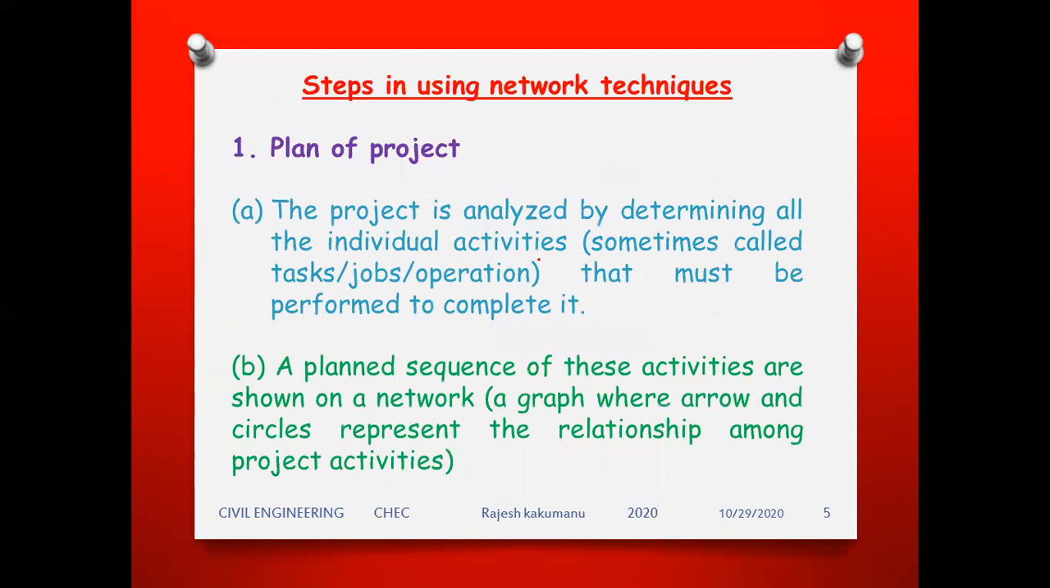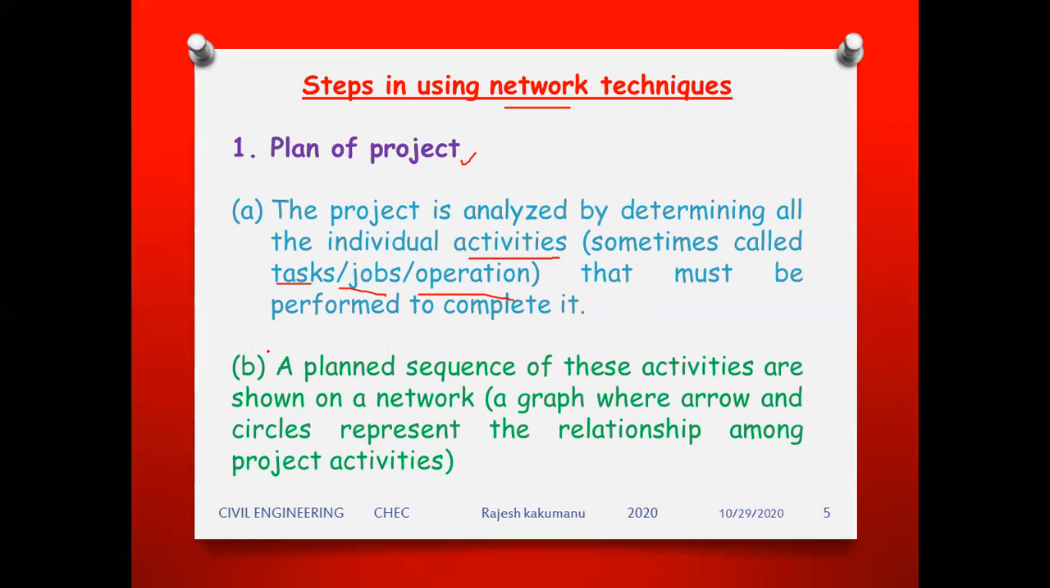Okay, next. What are the techniques used in network? What are the steps used in networking techniques? First you have to go for the planning process. The project is analyzed by determining all individual activities, sometimes called jobs, sometimes tasks, sometimes operations. How is it analyzed? By determining all individual activities that must be performed to complete it. That is, to do a project, we have to analyze all the activities. Activities means the task, the work, the job or operation to complete it.